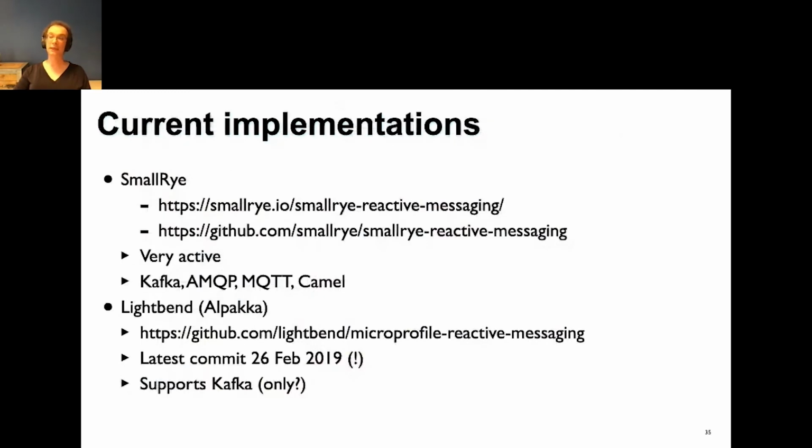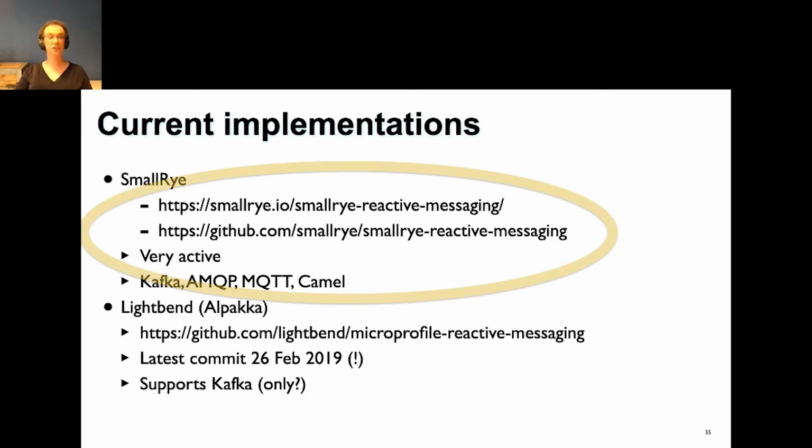Currently, there are two implementations that I have found: the SmallRye one, which is really active and maintained by people from Red Hat, I believe, and one from Lightbend, which is not so active. The latest commit that I looked at when I made this presentation was in 2019, and it wasn't 2 years ago when I made this presentation. And it only supports Kafka, whereas SmallRye supports all sorts of external connectors such as Kafka, AMQP, MQTT, Camel, and whatever you like. So this is the one I'll be looking at.